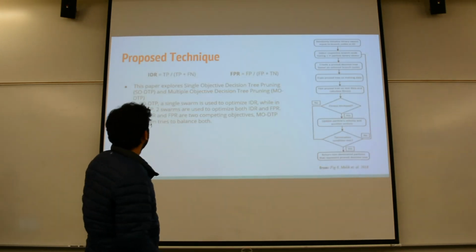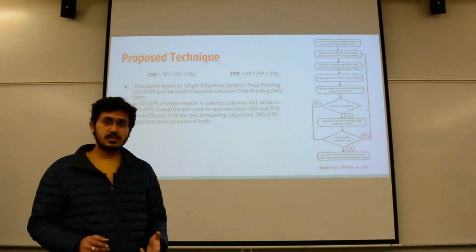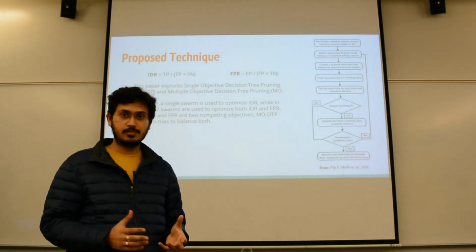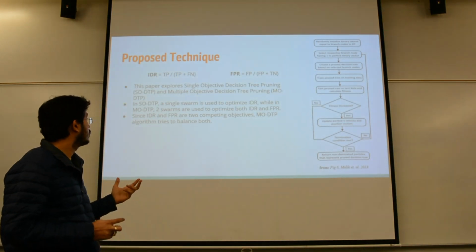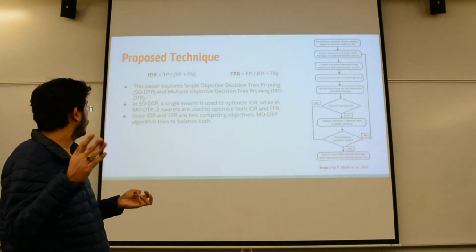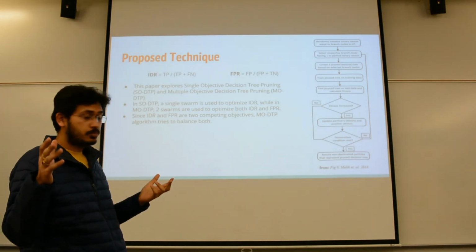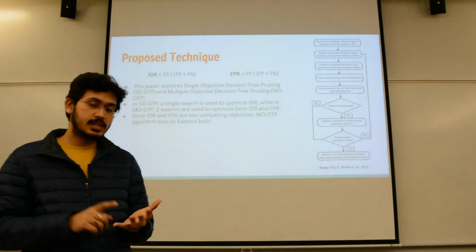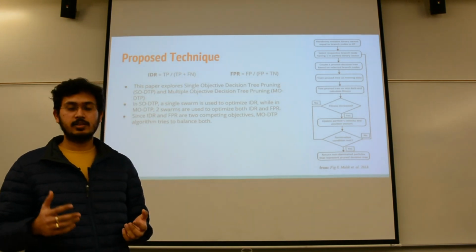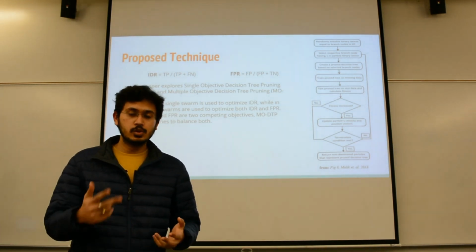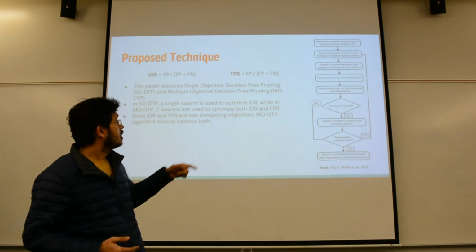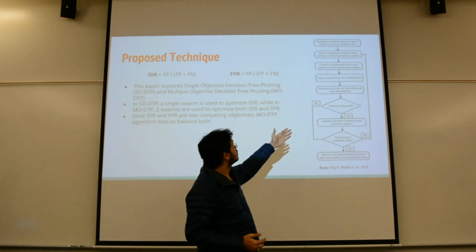Next slide, please. The authors propose two objective functions, the IDR and FPR, and they explore single objective pruning and multiple objective pruning. In single objective pruning, one swarm is used to optimize IDR, while in multiple objective pruning, 2 swarms of N particles are used to optimize both IDR and FPR. And this diagram gives the general flow.